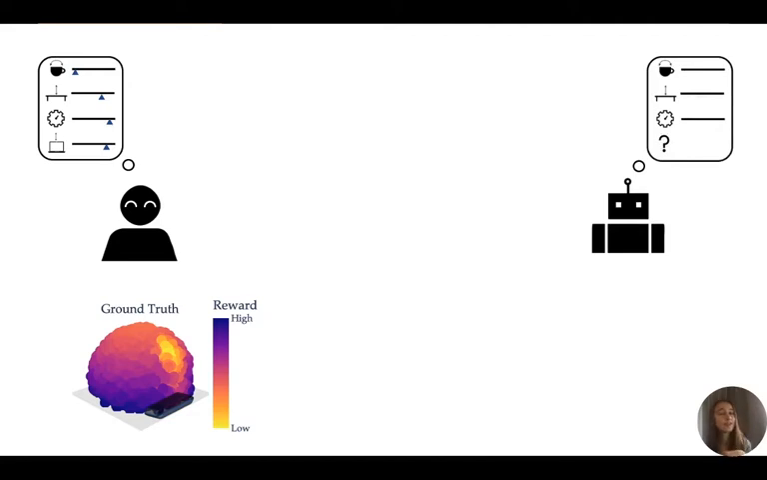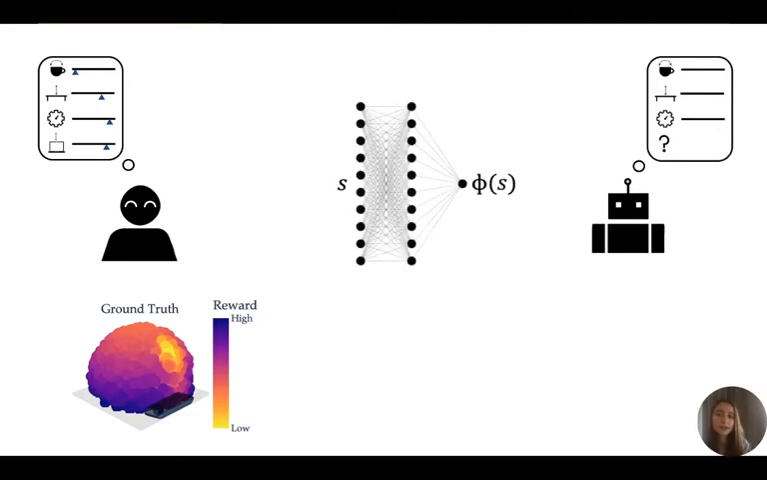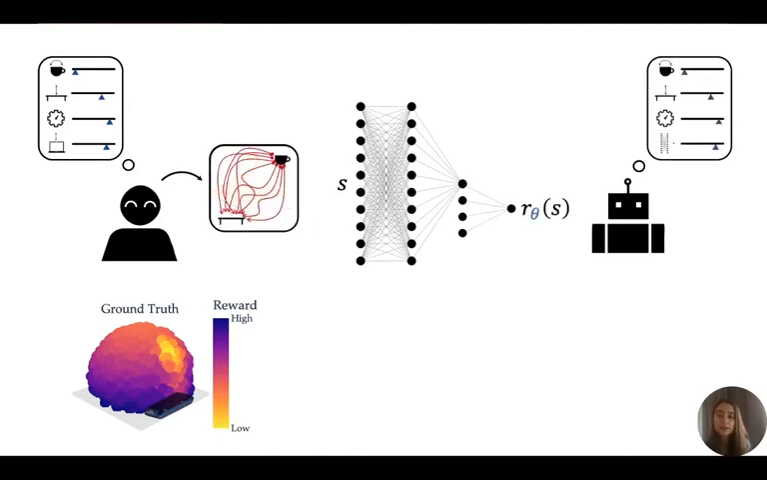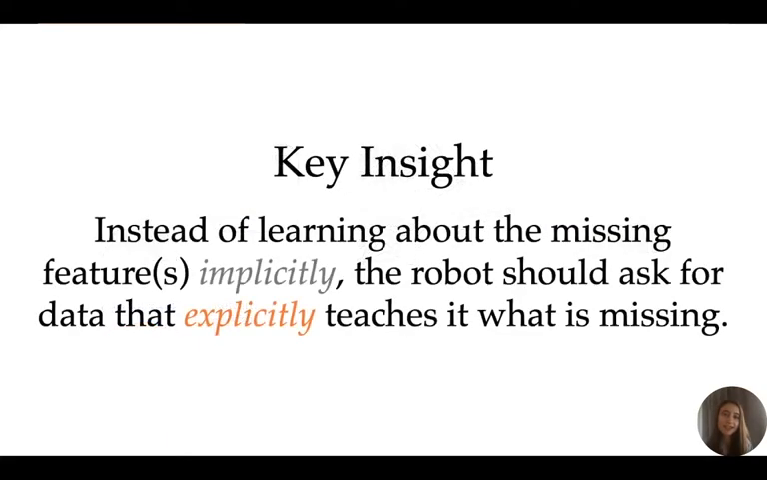So what if, instead of trying to do everything at once, we first focused on learning the feature by asking the human for some sort of input about it, and only then learn the reward on top of it using task inputs like the demonstrations or corrections that we talked about? Our key insight is that instead of learning about the missing features implicitly, the robot should ask for data that explicitly teaches it what is missing.